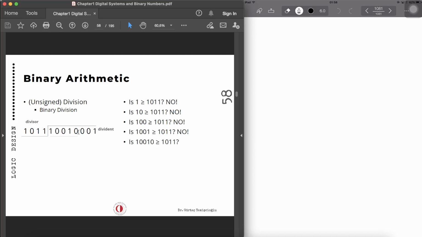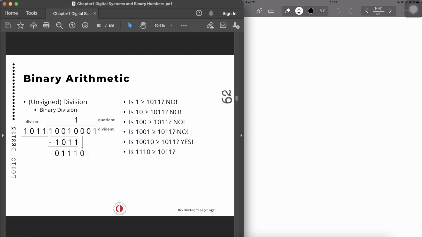Now 10010, it's greater than. We have got 5 digits over here, and the divisor has 4 digits. It looks like it's greater. So we put 1 over here, and then we subtract this divisor from the dividend. So that's the first quotient that we are getting, and 1011 will be subtracted. Then we got 0111. Then we drop down another 0 over here.